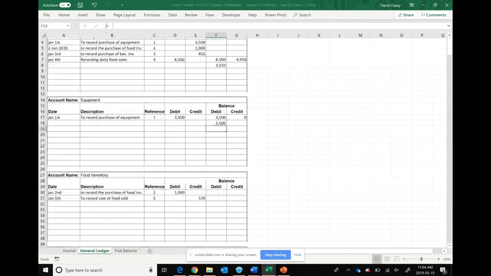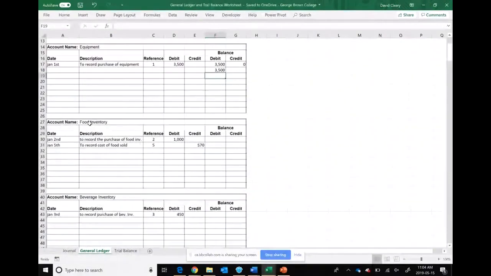As we go down here, we have our food inventory account with multiple postings to it. This is one where we're going to have to calculate the debits, take the balance properly. So here, our total debits are 1,000. Our total credits are 570. If we take $1,000 minus 570, so we're just doing the subtraction here, we have a debit balance of $430.